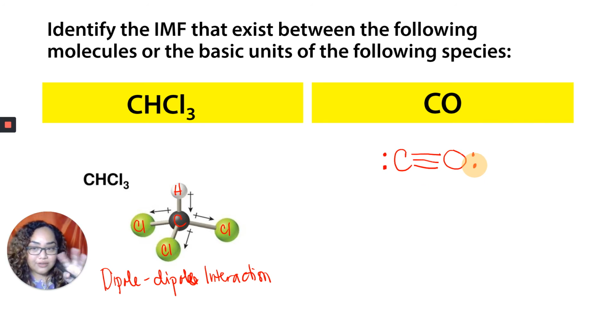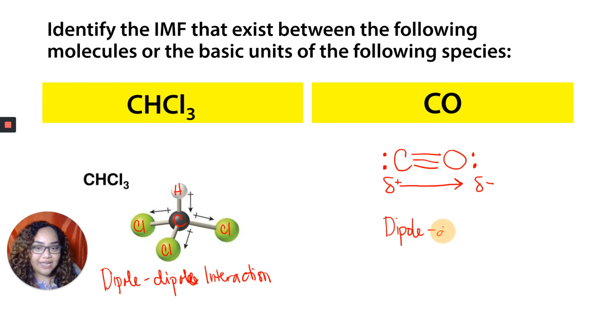So the molecular geometry would probably look like this, but then look at the electronegativity of both of these elements. Carbon would have a lesser electronegativity than oxygen. So a lot of the electrons in carbon would spend most of their time in oxygen. So oxygen will be partially negative, carbon will be partially positive. So that means there is a polarity. So carbon monoxide also has a dipole to dipole interaction as its main IMF.